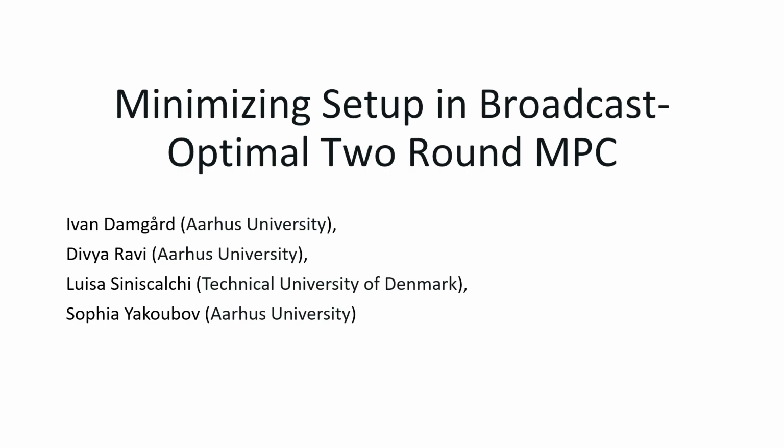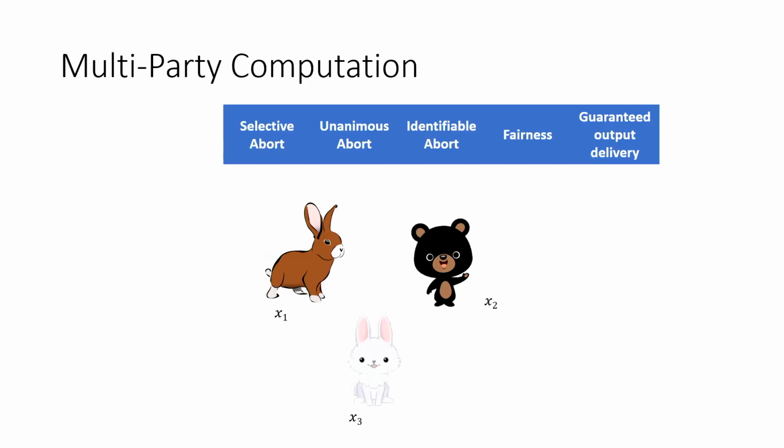So let's start with some definitions about MPC. We have a set of parties that want to compute a common function. Now they exchange messages, and in the end they will get an output. The security of MPC guarantees that nothing except the output is leaked to the parties, as long as the function allows so.